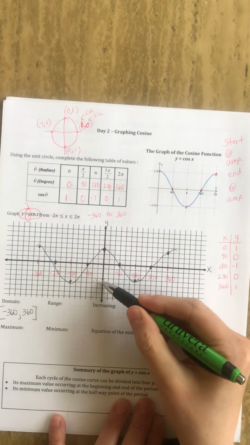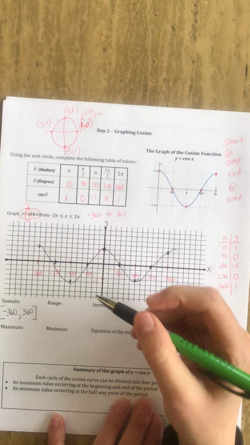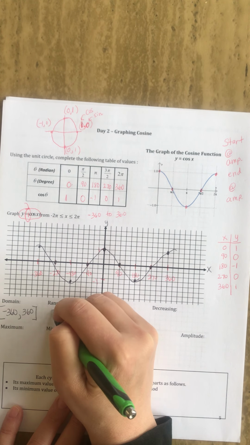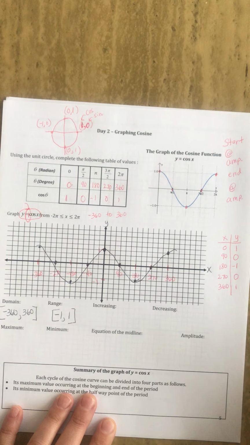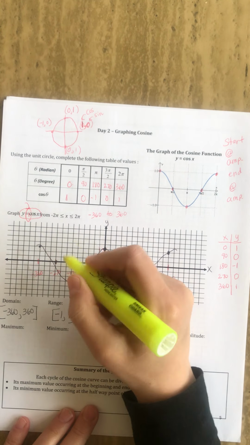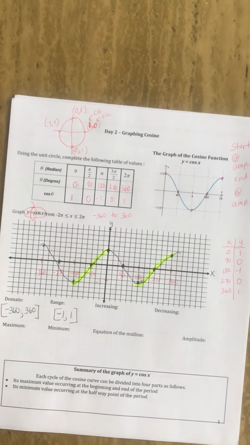The range, how low, you're talking your y values. How low can you go to how high, the highest point? We're going from negative 1 to 1. And again, you guys need bracket because those are included. Okay, increase, you guys can see that we have 2 increases. We're going up, up, up here, and up, up, up there.